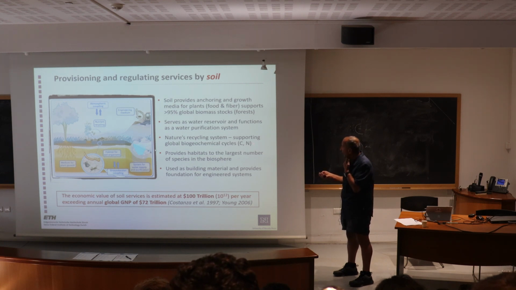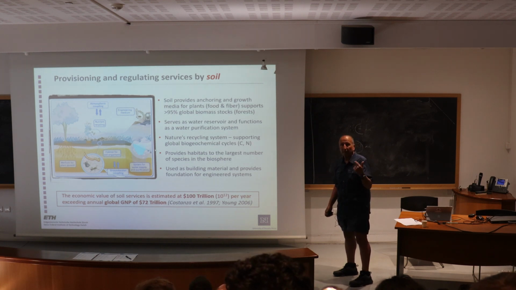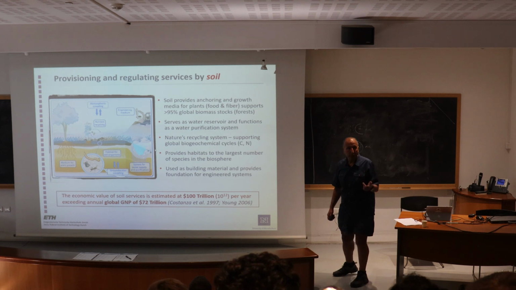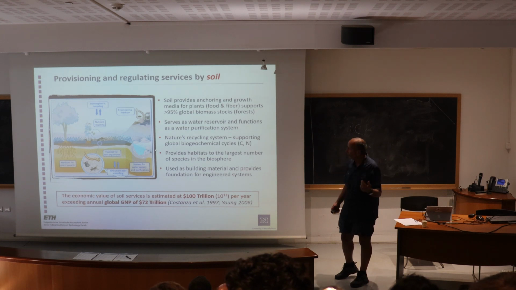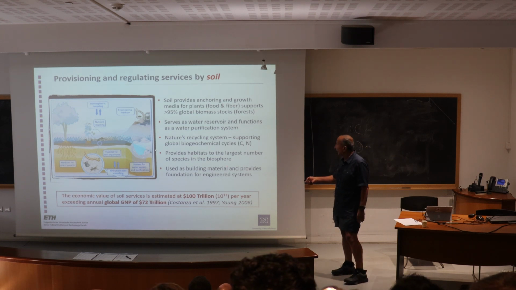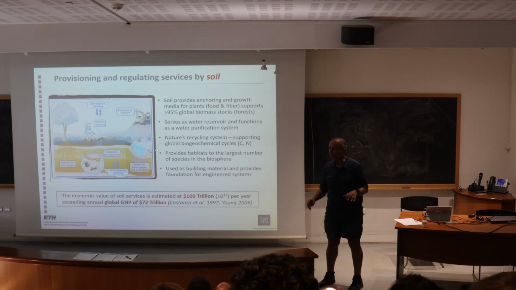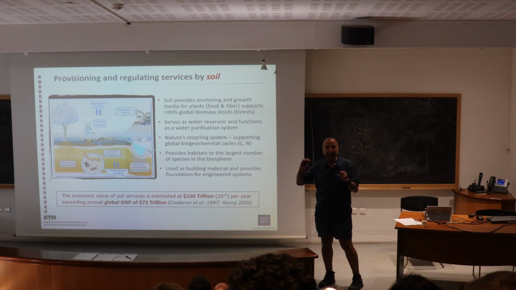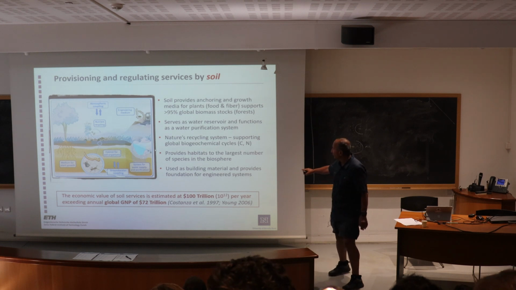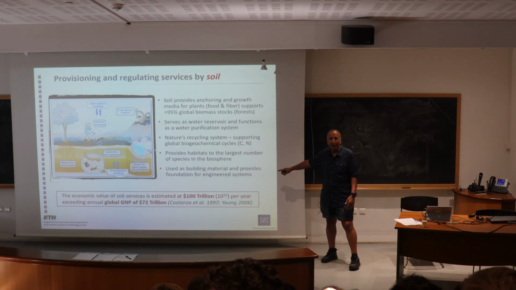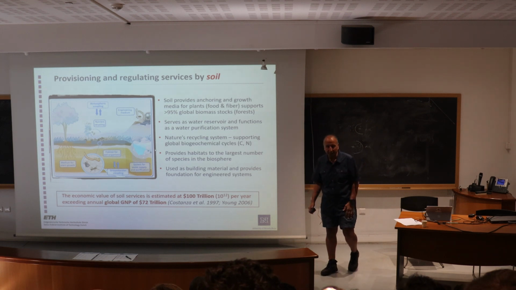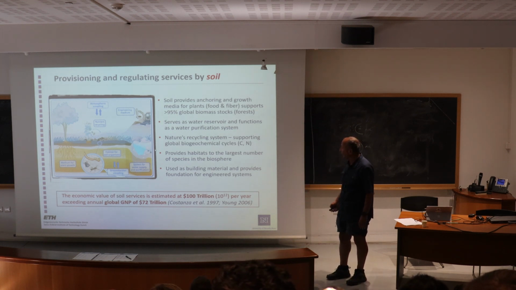It is nature's recycling system. It supports most of the global biogeochemical cycles: nitrogen, carbon, phosphorus. It provides habitats to the largest number of species. So if you put the DNA on the planet in different compartments, the largest compartment will be in the soil. And we also build our houses on it, we have our airports on it, and so on. So it serves as a substrate upon which we have our life.